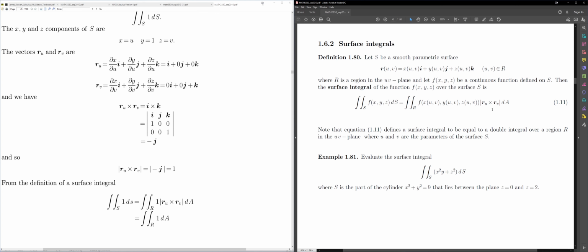But you still have this modulus of r_u cross r_v over here, and that we worked out to also be equal to 1. So here, this is a surface integral, and here what you're doing is working out the double integral. And inside here, it's also equal to 1.